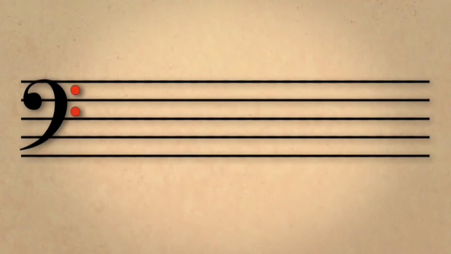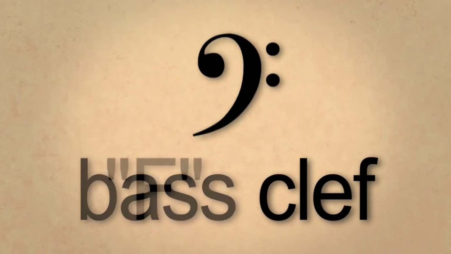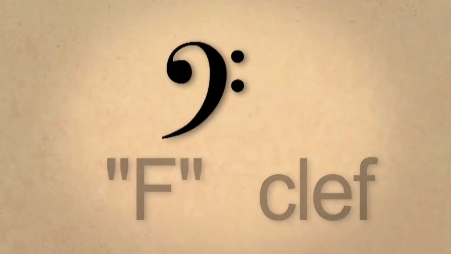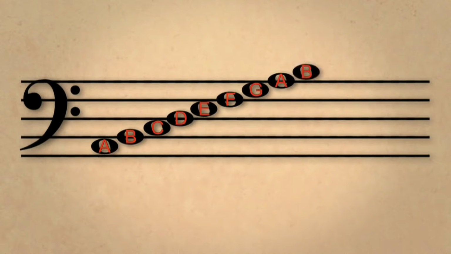Now notice the 2 small dots on the right side of the clef. These dots are on either side of the 4th line where the F sits. Therefore, the bass clef is also called an F clef. Continuing to ascend beyond the A on the top line is a B. If we add a ledger line, we now have a C.